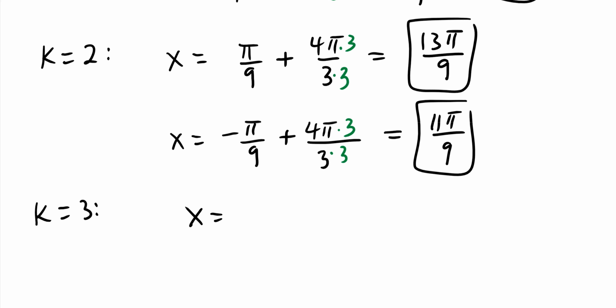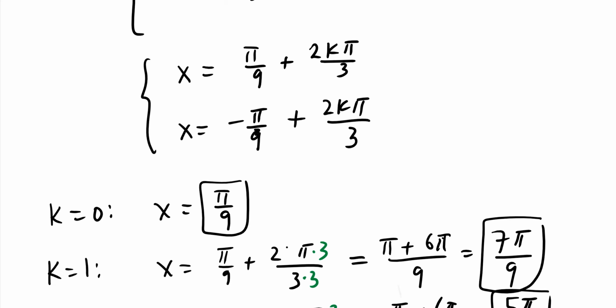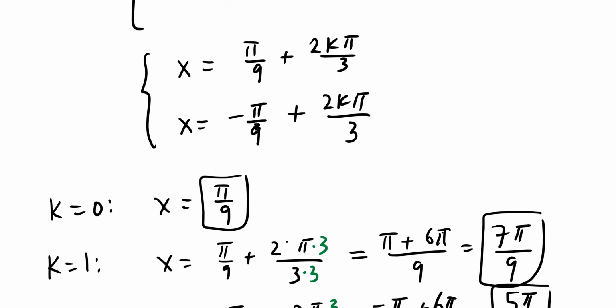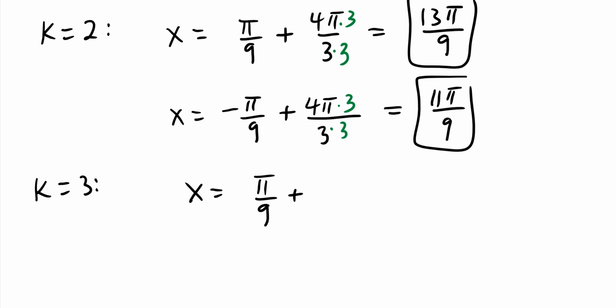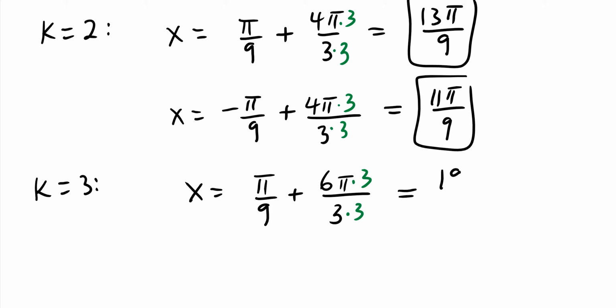x equals pi over 9 plus, replace k with 3. 3 times 2, that's 6 pi over 3. You can write it as 2 pi if you like, but you can leave it, because I'm going to multiply either way. That gives us 18 plus 1, 19 pi over 9. That's still within, wait, that's more than 2 pi. That's more than 2 pi. So we don't need this value.